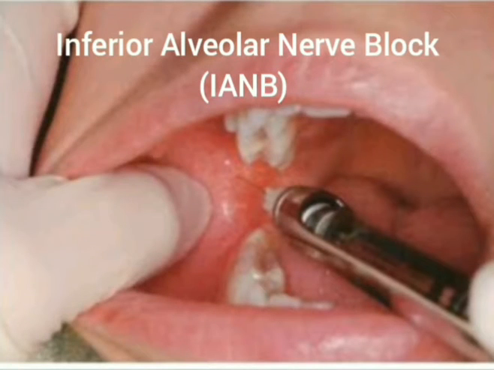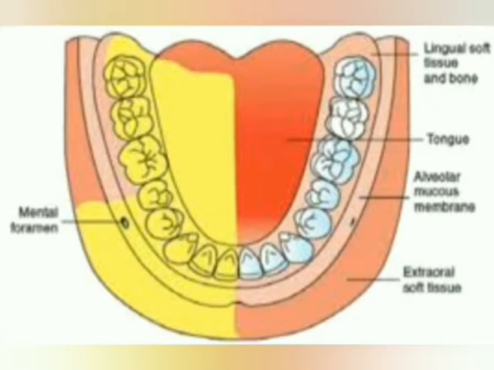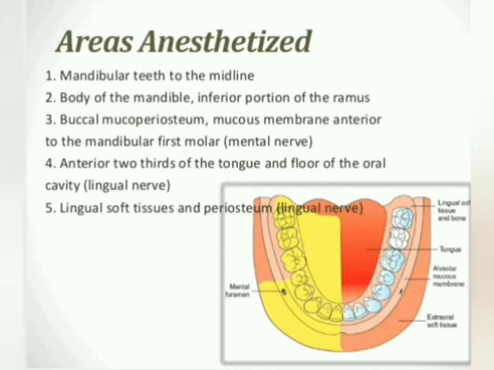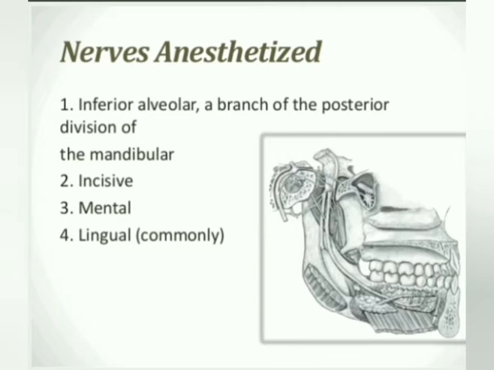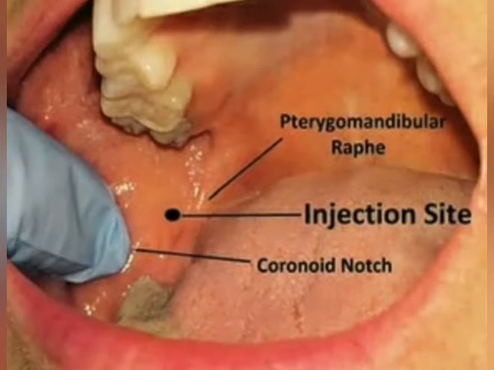Inferior alveolar nerve block. Areas anesthetized are mandibular teeth to the midline, body of mandible, buccal mucoperiosteum anterior to first molar region, anterior two-thirds of tongue and floor of oral cavity, lingual soft tissue and periosteum. Nerves anesthetized during this procedure are inferior alveolar, a branch of posterior division of mandibular nerve, incisive, mental and lingual nerve. Landmarks: deepest portion of the coronoid notch, pterygomandibular raphe, and occlusal plane of the mandibular posterior teeth.